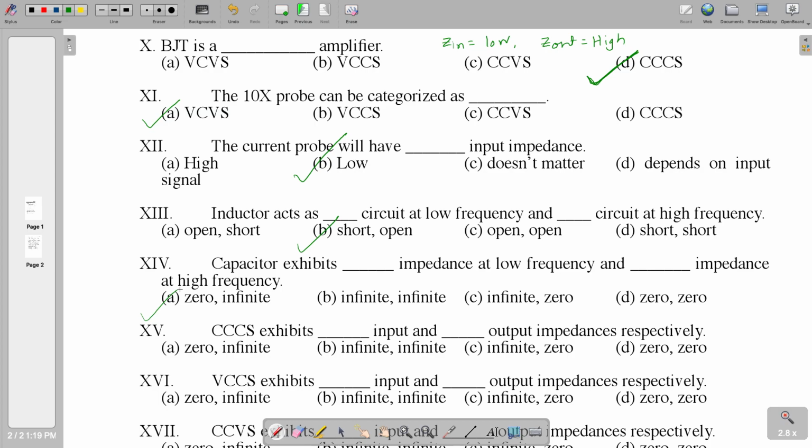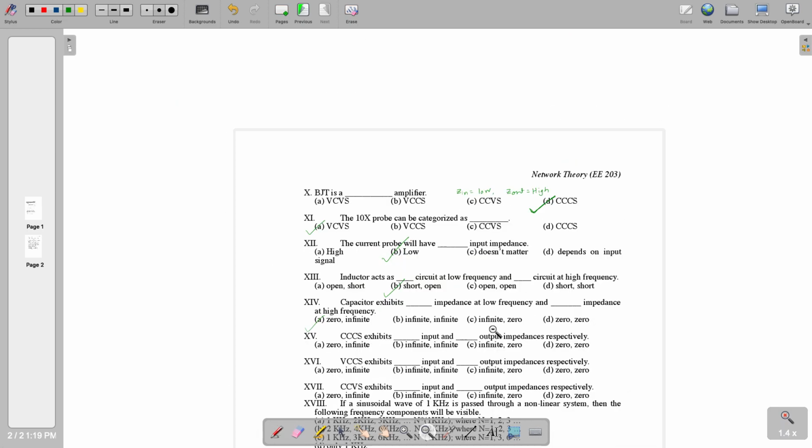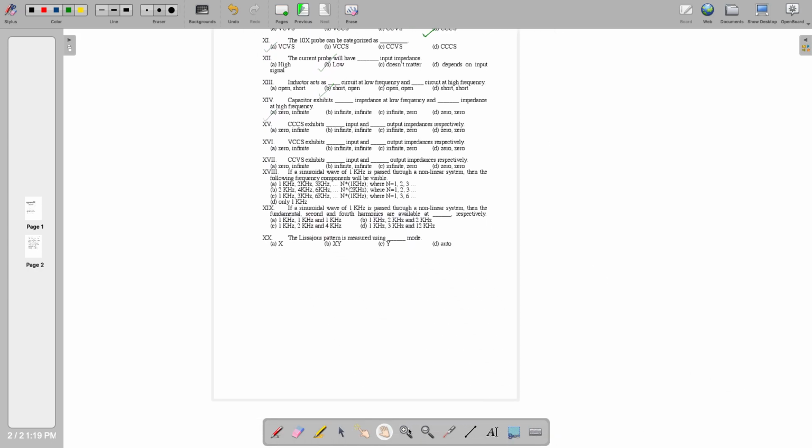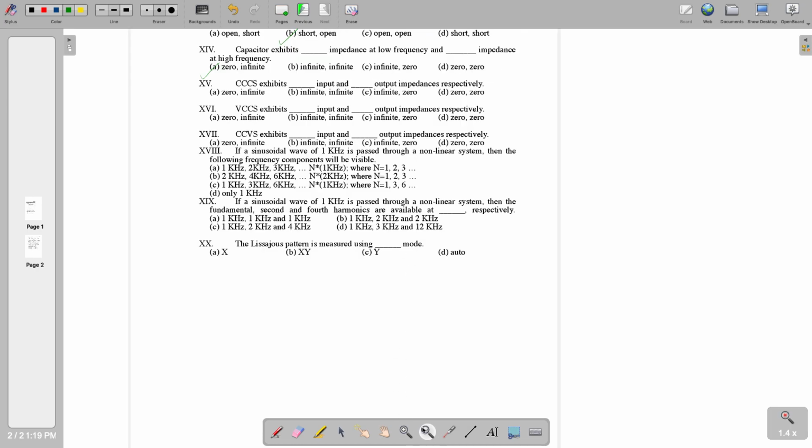Then CCCS, what do you think about it? 0 infinity. 0 infinity. Okay. Capacitor, DC blocker. No, I'm writing whatever you are saying. Okay, I haven't checked that. So you are saying the wrong thing. So does a capacitor exhibit low or high impedance? High impedance. So that's okay. So triple C.